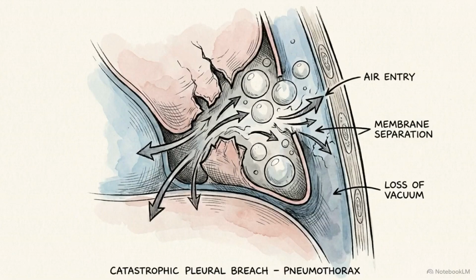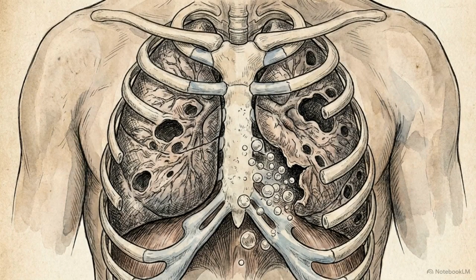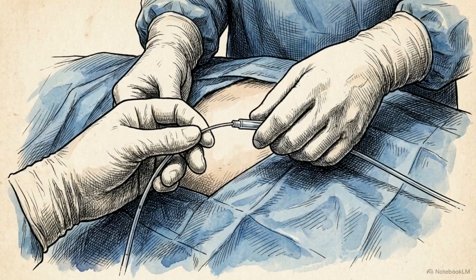A pneumothorax represents a catastrophic breach of this vacuum. Primary spontaneous cases typically occur when an apical bleb ruptures in a young, healthy patient, whereas secondary cases involve visceral leaks caused by underlying conditions like emphysema. To restore the negative pressure vacuum, surgeons insert a small-bore Seldinger-type chest drain to evacuate the accumulated air.